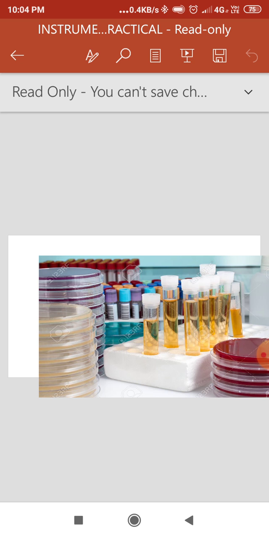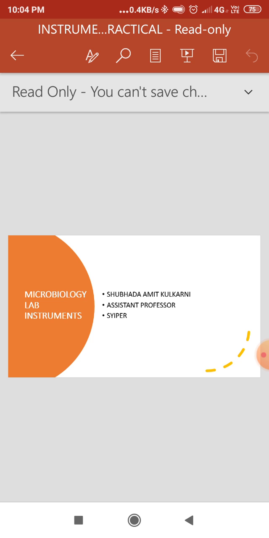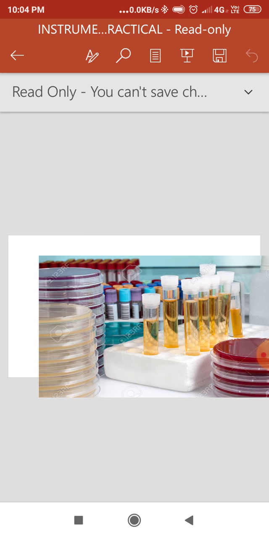Okay. So the first rule is that you wear a lab coat as well as gloves and cap in the microbiology lab, along with lab shoes, or you can use lab slippers also in the microbiology lab.